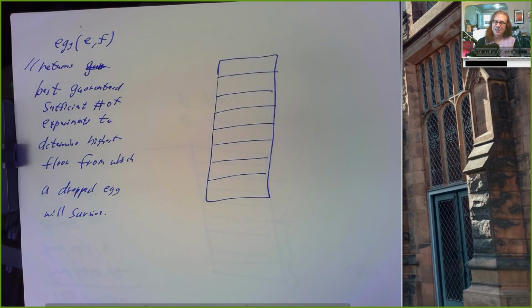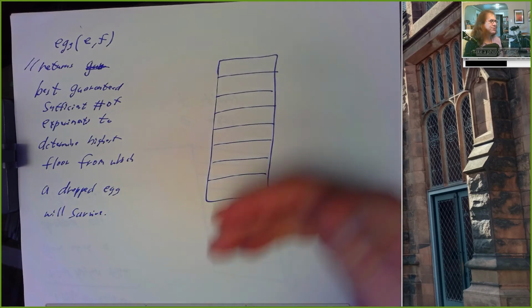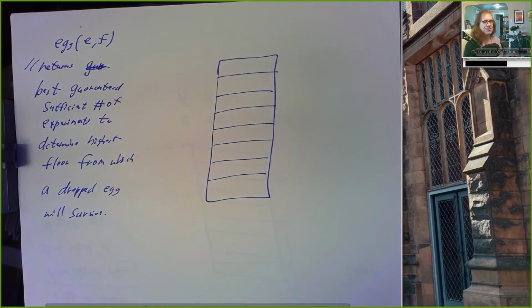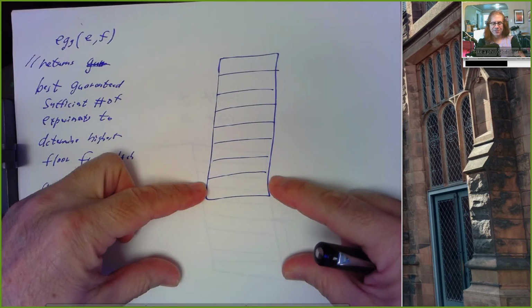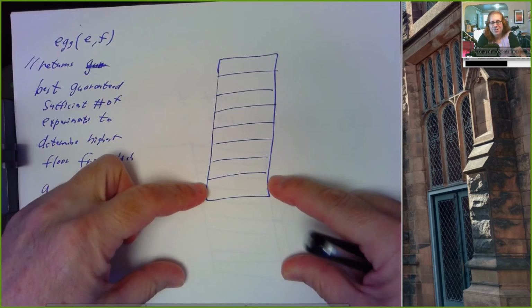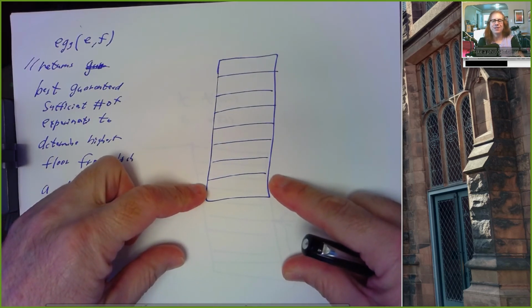So 1 egg is sufficient. If you have 1 egg, how do you answer this question? How would you conduct experiments to tell what the highest floor is that an egg will survive if you only have 1 egg? Start from the bottom and go up. And that's the only way you can do that. That's the only set of experiments that's guaranteed to give you an answer. If you only have 1 egg, you have to drop it from the 1st floor first. And if it breaks, you got your answer. Floor 0 is the highest.